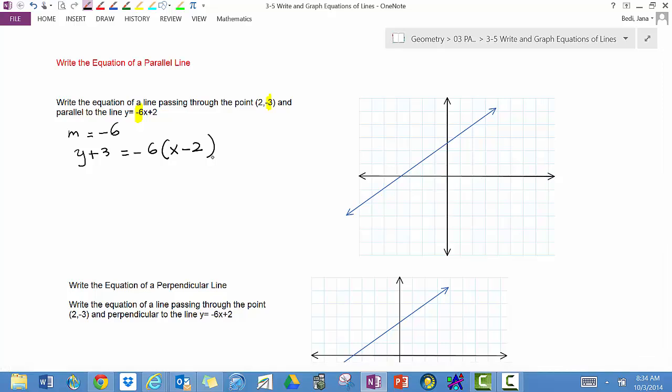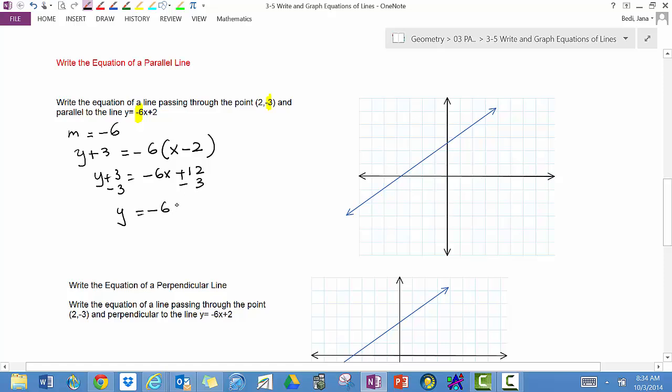If I just wanted to convert it to slope-intercept, all I would do is y plus 3 equals negative 6x plus 12, subtract 3, and you get y equals negative 6x plus 9. So you have the point-slope form. I didn't mean to cancel that, so let me just highlight it. That is not cancelled. That is in point-slope form, and this is in slope-intercept form.